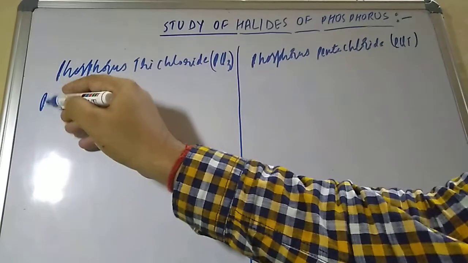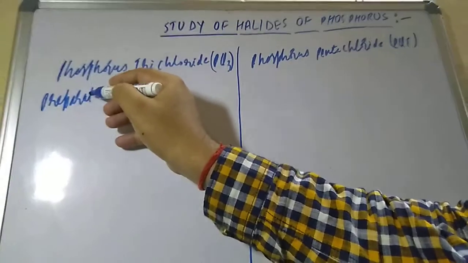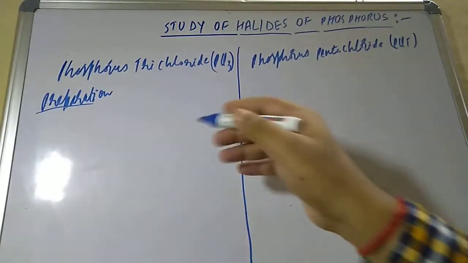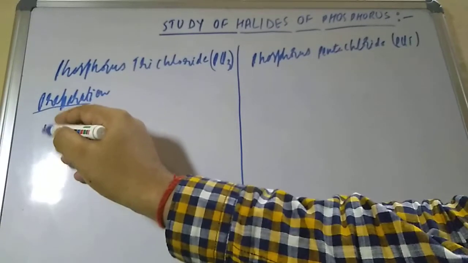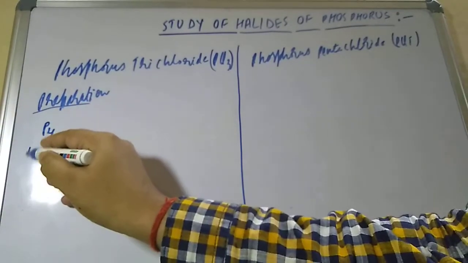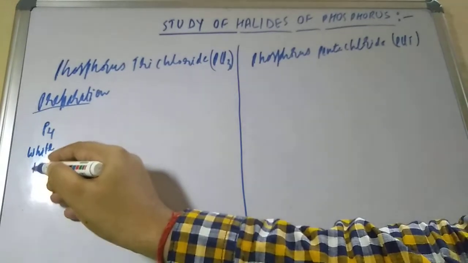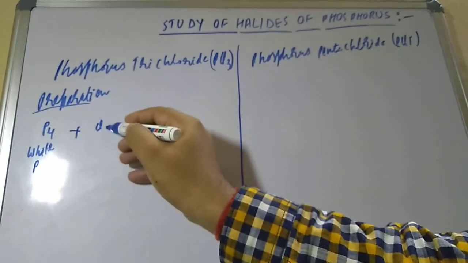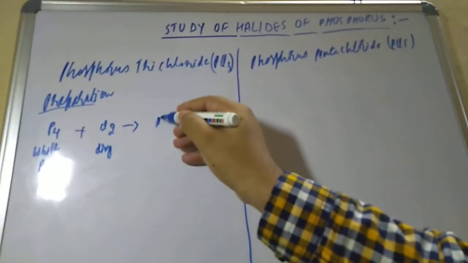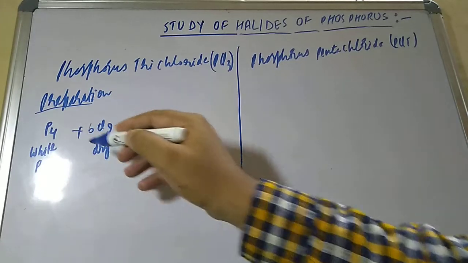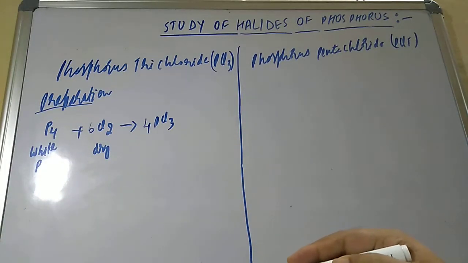First of all we have to study the preparation. Together we are going to study because the preparations are similar. Firstly we take P4, white phosphorus, and this white phosphorus you treat with dry chlorine. It gives PCl3. Now 4 phosphorus is there, so multiply by 4, and 4 times 3 is 12 chlorine, so you multiply Cl2 by 6, so this is 4 PCl3.